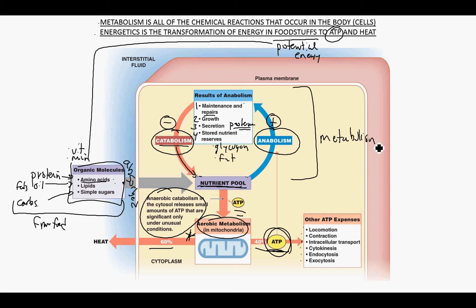Metabolism is the sum of all the reactions that take place inside the cell, all of the anabolic reactions and all the catabolic reactions, right? The energetics, the energy flow, is from these organic molecules here, stored energy in the potential in the bonds of these organic molecules, to the nutrient pool, and then used here in aerobic respiration to make potential energy in the bonds of ATP. So, might be a good idea there to pause and summarize that.